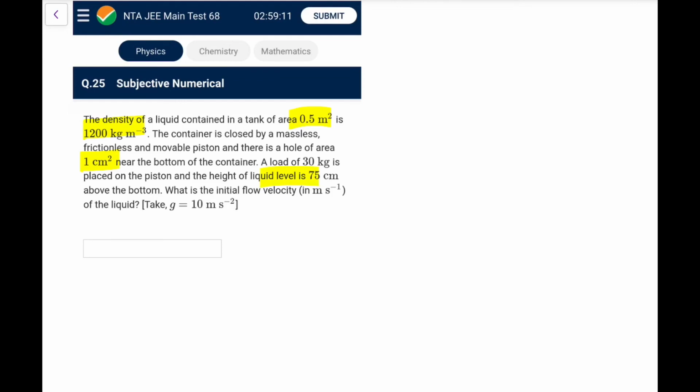So it's a standard problem of Bernoulli. There's a hole here, there's a piston, there's the weight. So I just take, let's say, this point and apply Bernoulli. So at this point pressure is P0 plus mg by A plus rho of the liquid into g into height. Here it is the atmospheric pressure, and it would be equal to half rho v square. Directly I can write.